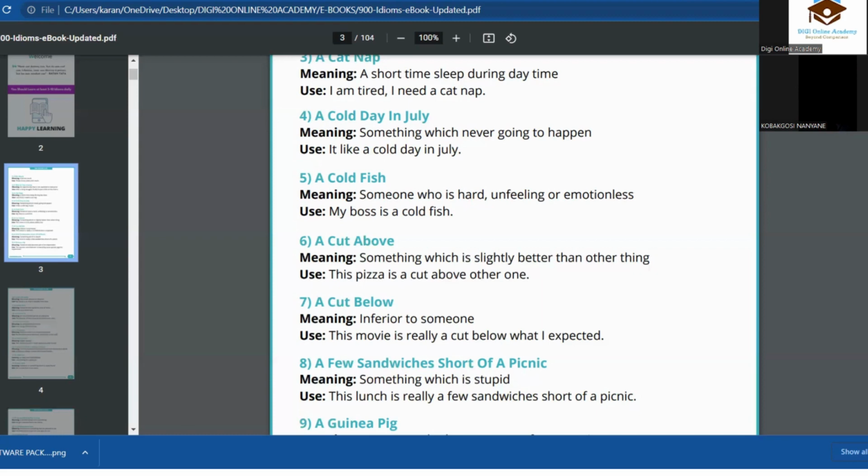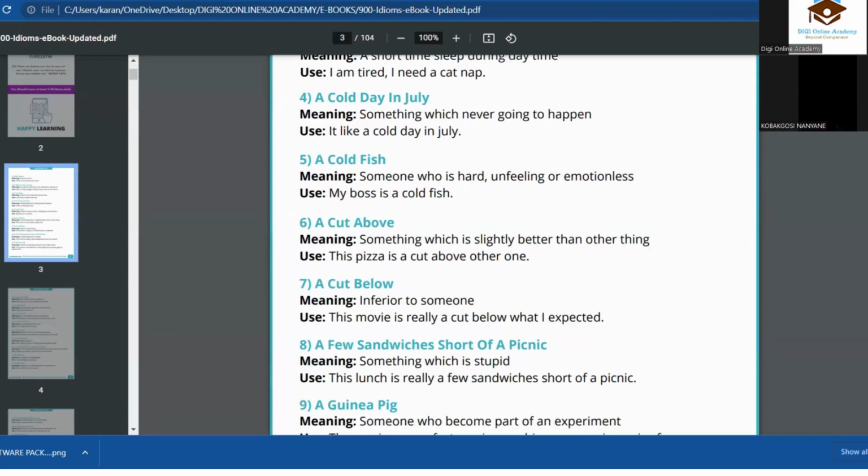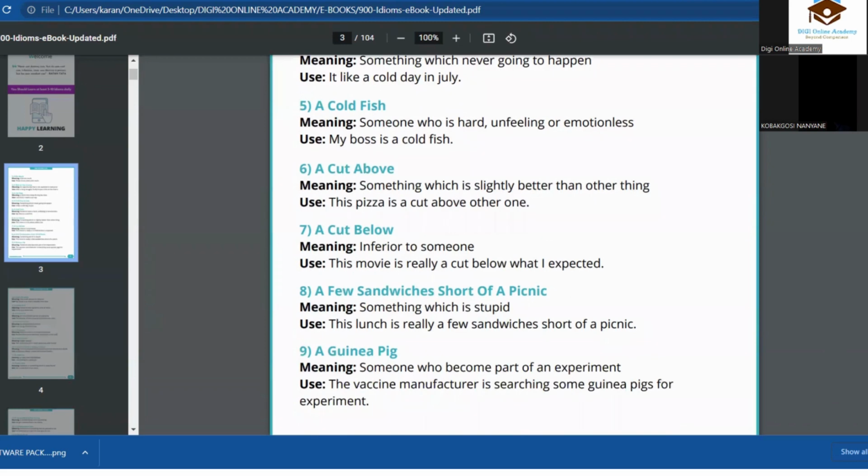You can use a few sandwiches short of a picnic. When you're talking to high caliber people, your seniors, you use this kind of advanced English. You use these idioms, okay? That shows that your English is really, really good. This is the advanced English. I'm teaching you that basic, already you are very good, so we are working on advancement. The eighth one is a few sandwiches short of a picnic.